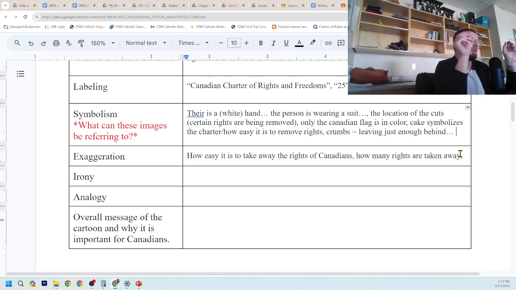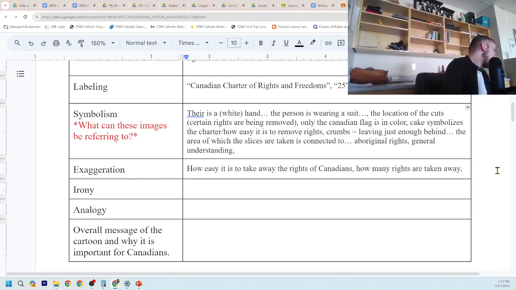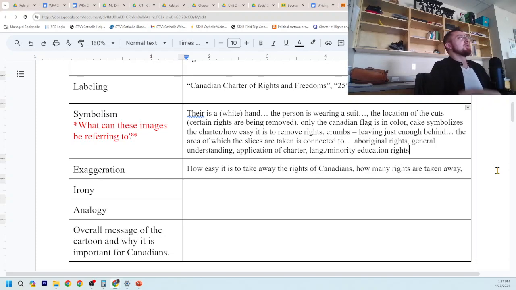government. Right? So we could still say in the symbolism, the area of which the slices are taken is connected to, and then we have Aboriginal rights, we have the general understanding, and we have application of charter, language and minority education rights.